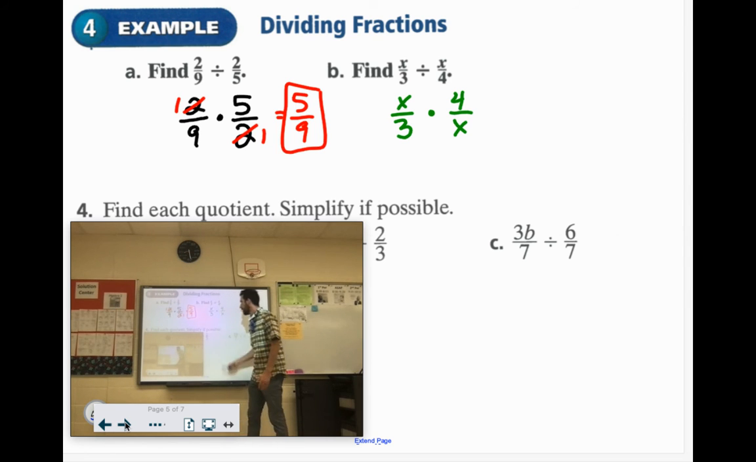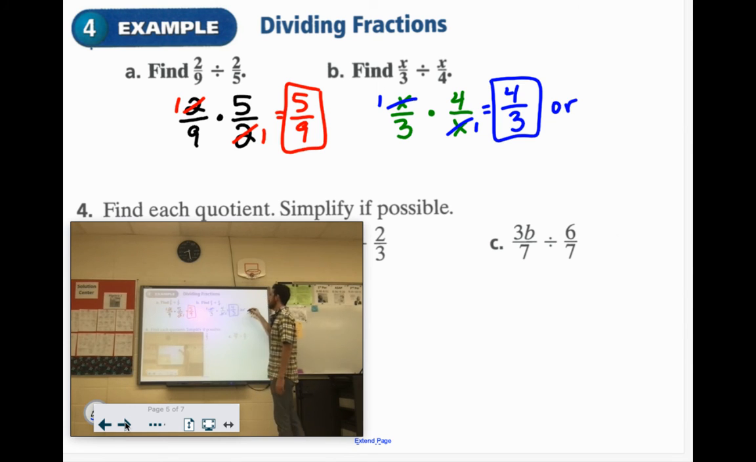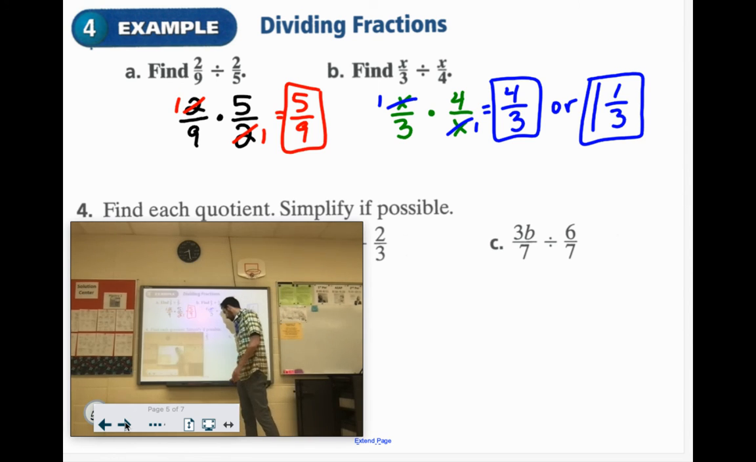X and X can cancel out. 1 times 4 is 4. 3 times 1 is 3. Now, they gave us improper fractions because there was no possible way to make that mixed. So you could give me 4/3, that would be cool. Or 3 goes into 4 one time with 1 left over. Either one of those answers would be cool on a problem like this.